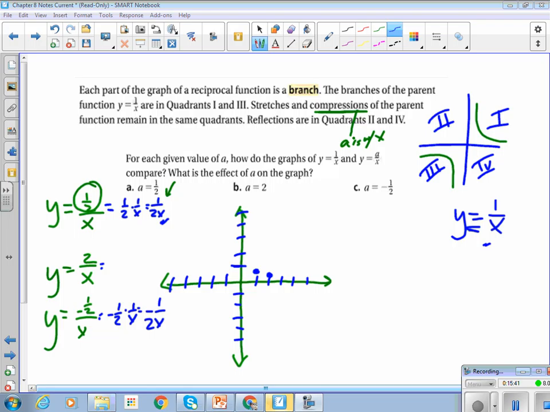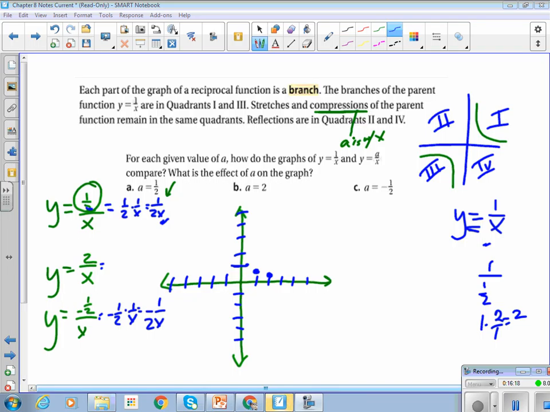Here's something that's going to blow your mind. In my parent function, if I plug in 1/2, dividing by a fraction is the same as multiplying by the reciprocal. That's 1 times 2 over 1, which is equal to 2. So normally in my parent function, I'd plug in 1/2 and I'd get out 2. So I'd be going over 1/2 and up 2. But in this case, I am cutting it in half. So I'm over 1/2 up 1.